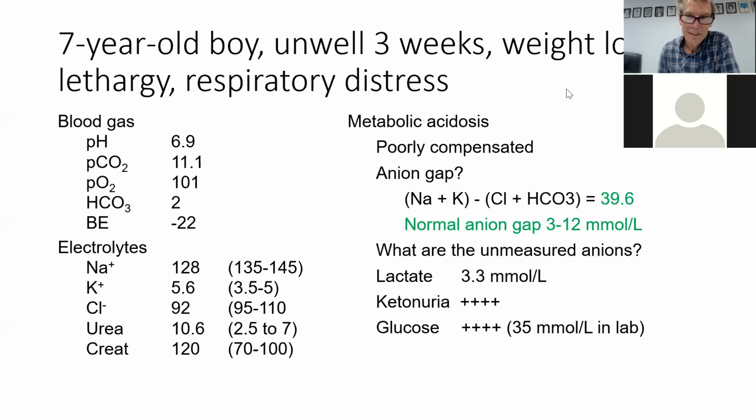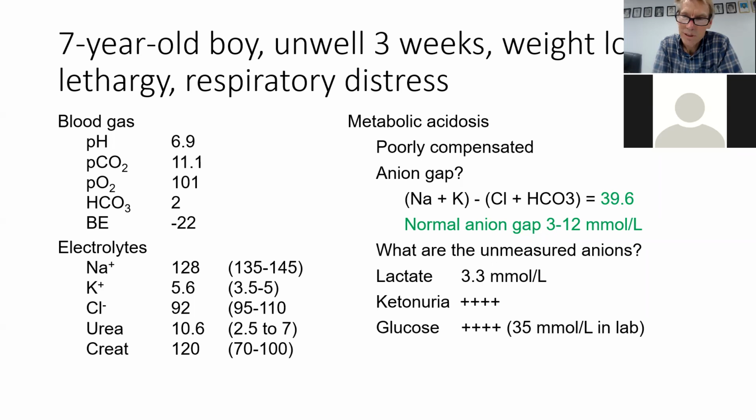Okay. So this was a 7-year-old boy. This is not exactly his presenting problems, but he'd been unwell for somewhere between 3 and 6 weeks with weight loss and lethargy, and then more recently respiratory distress. And this is very similar to the young boy's blood gas that we saw this week.